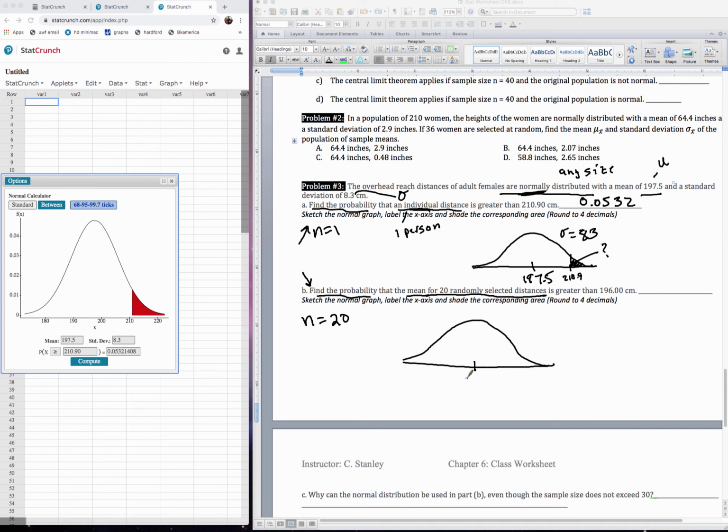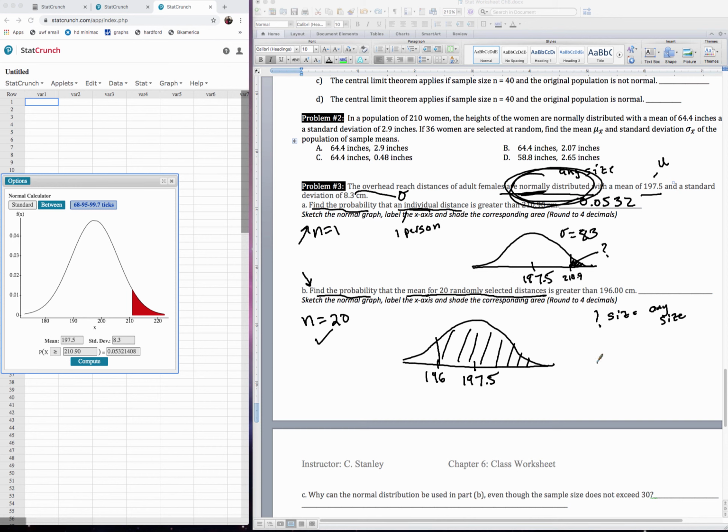Okay, so my mean is 197.5. 196 is over here. Draw a line up. It says greater than, so I need to shade over here. But now we need to use the central limit theorem. Let's see if we can use this. We can use the central limit theorem because they told us that they were normally distributed. See, I'm up here. It's normal. So what size? The size can be any size. We have 20. So we're good.